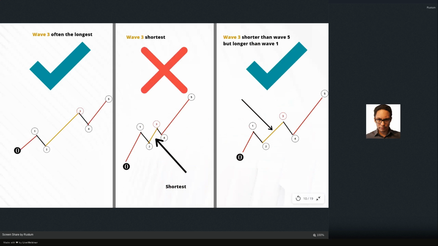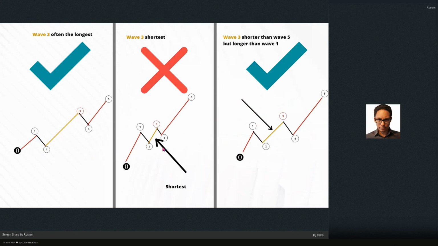And then also we're putting this thing under a microscope now with Elliott wave. Wave 3, this one here. So this one is wave 1, 2, the corrective wave, and then this is the third wave. So it's often the longest wave, and this is the nicest looking trend that we can find.